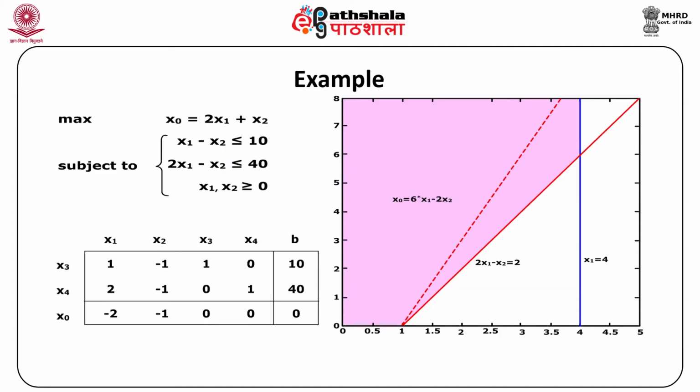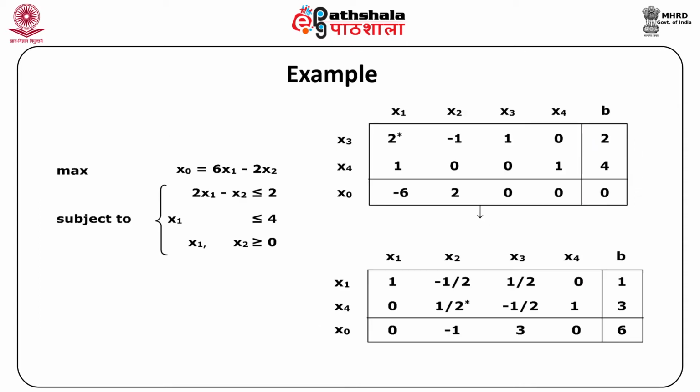This is an example where the feasible region and the optimal value of the objective function are unbounded. Consider the LPP. Maximize x0 = 2x1 + x2, subject to x1 - x2 <= 10, 2x1 - x2 <= 40, x1, x2 >= 0. The initial tableau is shown. As no positive ratio exists in the x2 column, x2 can be increased without bound while maintaining feasibility. It is clear from the figure.